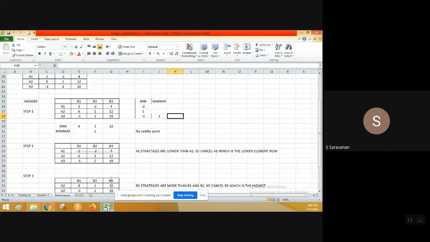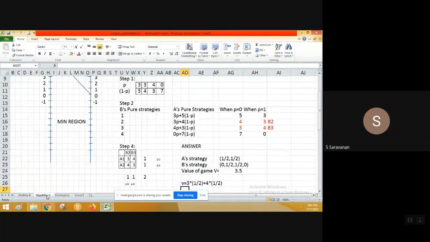So this is the problem that we solved during the last session. This is game theory by way of dominance. Whether row is dominating or column is dominating, based on that we have solved this problem. And now we are going to solve this one.